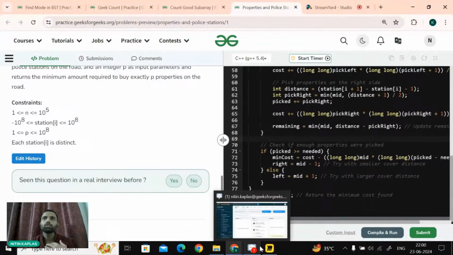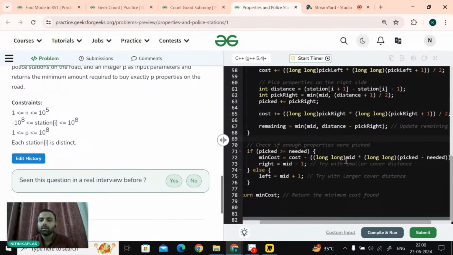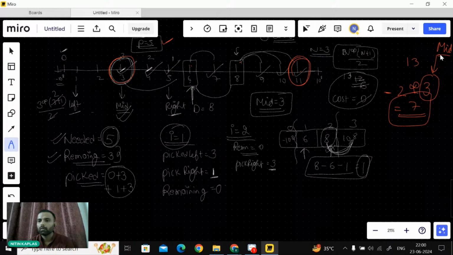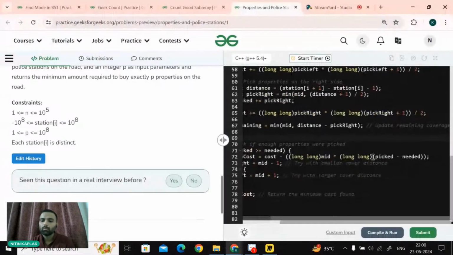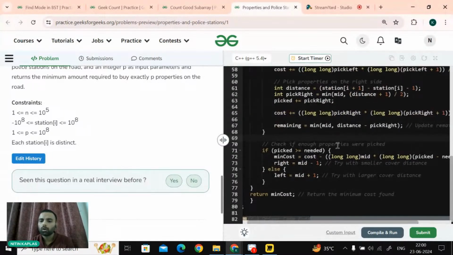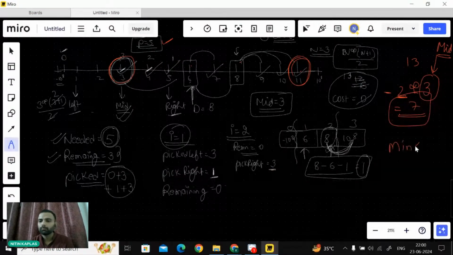Now, here needed is how much I needed. Picked means how much you buy. So if picked is greater than my needed, what I'm doing is I simply do cost minus mid. Mid tells you what your range is. Range is 3. This is my range, this is my mid, right? And what is this? It's the number of plots which you buy more, which is picked minus needed. So here we have how much you buy and how much you needed. Just multiply these two values and remove it from your cost. Now my min cost is 7, right?